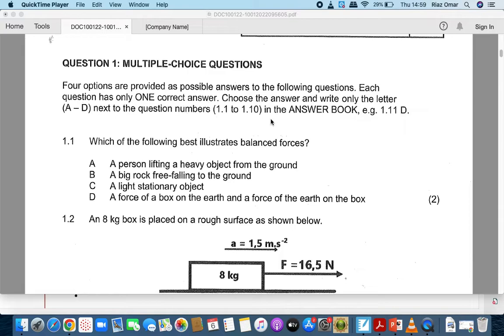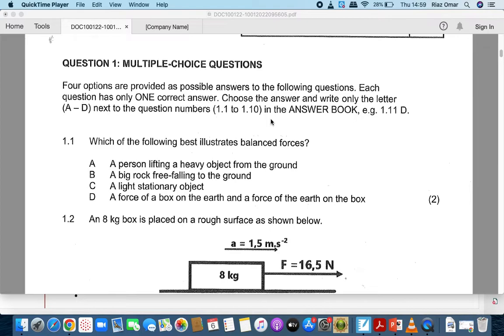So if you look at the answers that we have here, A, a person lifting an object from the ground, there's an object that's being lifted and there's gravity acting downward. So there's movement of the object. B, a big rock free falling to the ground. The rock is falling by gravity to the ground. The object is again moving downwards, and there's frictional force acting upwards, which is small.